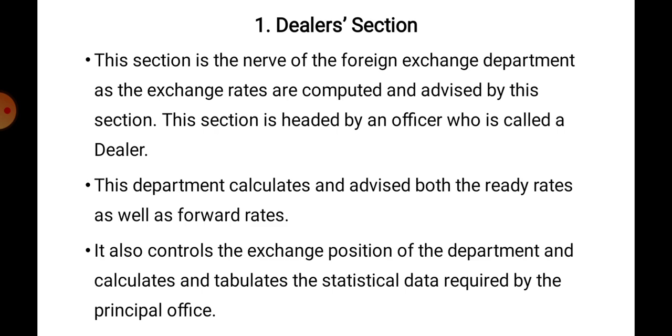This department calculates and advises both the ready rates as well as forward rates. Besides, it also looks after the foreign currency accounts of the bank and supervises the balancing position in foreign currency accounts maintained abroad. It also controls the exchange position of the department and calculates and tabulates the statistical data required by the principal office. The primary responsibility of dealer section is that it has to calculate the exchange rates.